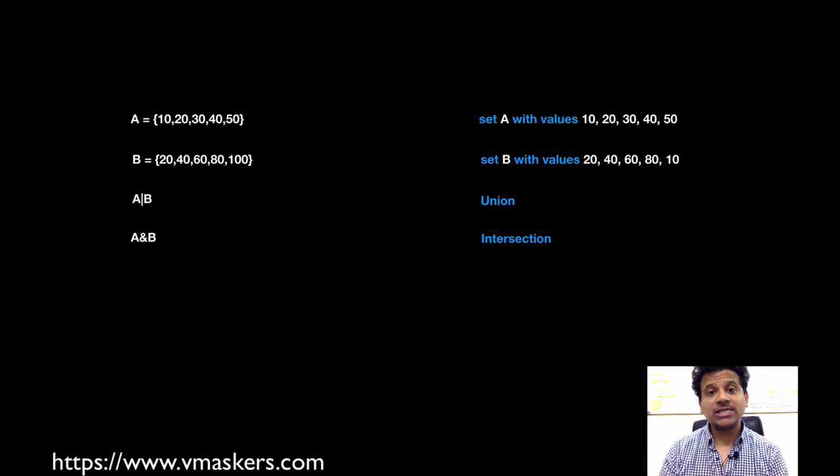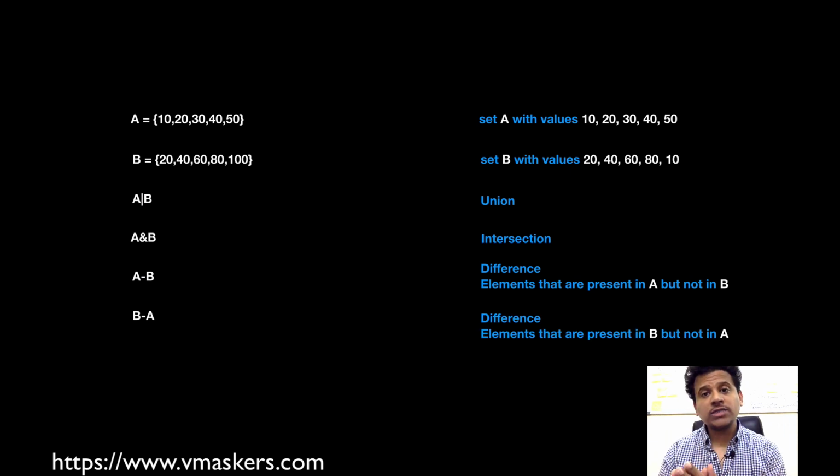This will give us the intersection between those sets. That means only common elements. This will give us a difference. That means elements that are present in A but not in B. This will also give us the difference. That means the elements which are present in B but not in A.